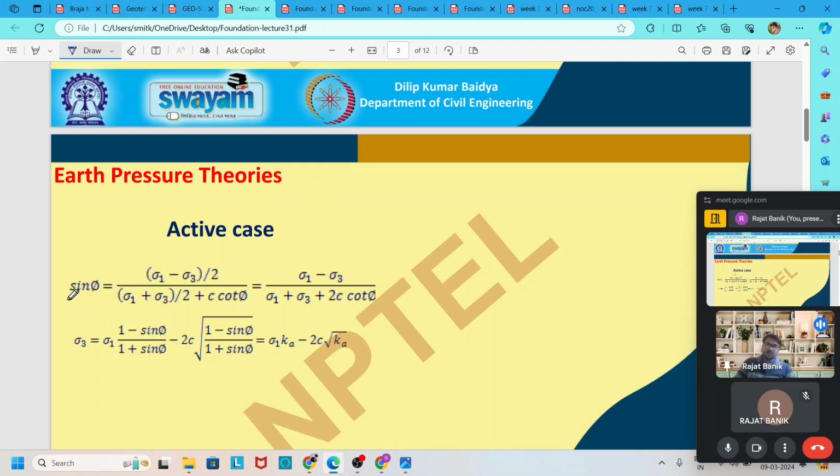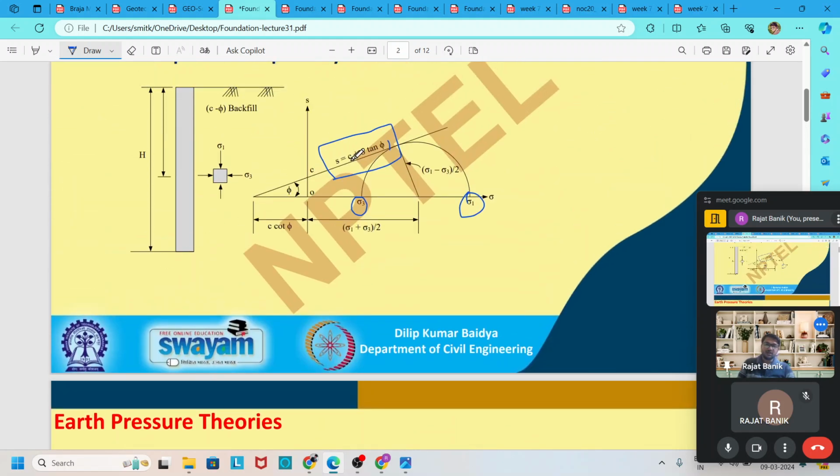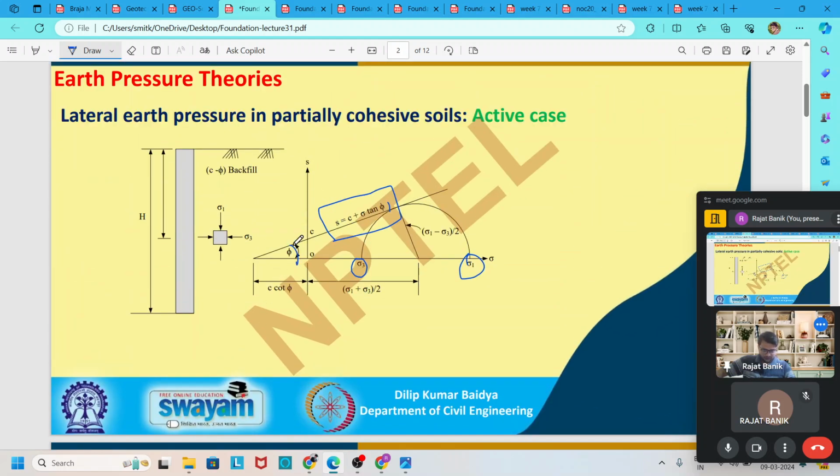So we know that sin phi, the tangent which is drawn for the maximum strength up to failure, is equal to sigma 1 minus sigma 3 divided by 2. That means this angle is phi, and it is making a tangent with this circle. So this angle is 90 degrees. So sin phi is equal to this by this. From here to here is the perpendicular distance, here to here is the opposite.